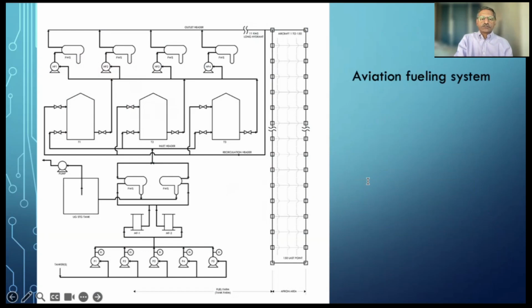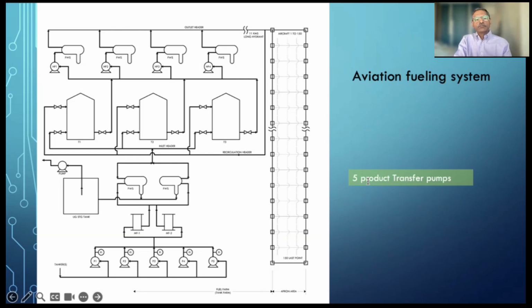Going to the next. So what we are taking today as an industry example is an aviation fueling system. All of us travel by flights. We all know that at the airport, flights get refueled, meaning the fuel which is required for the flight is filled at the airport in the parking. So for that there is a system. It is called an aviation fuel farm, and the system consists of five.